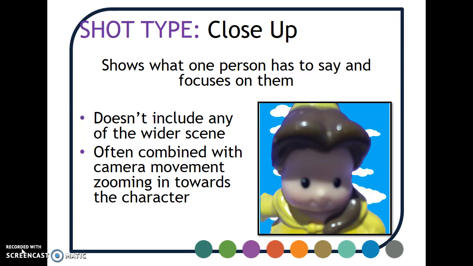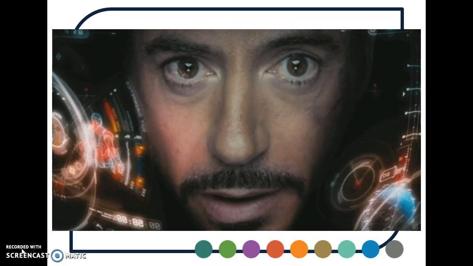And it's often combined with camera movement, so zooming in towards that character. And it can focus on the emotion, so their facial expressions, troubled, happy, sad, those kinds of things. This is an example of Iron Man, where it's shown him in a suit talking to other characters or to a suit to do something, and it shows the concentration on his face and his emotions at the scene that he's in.